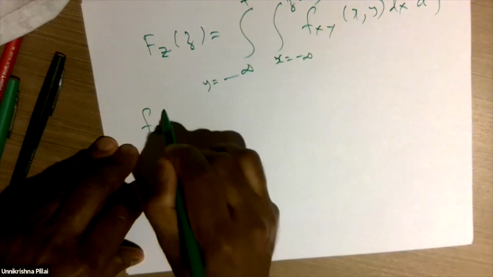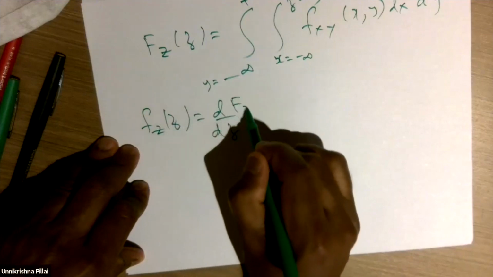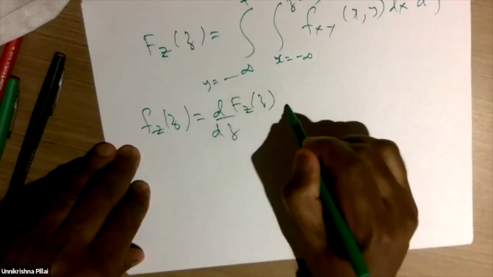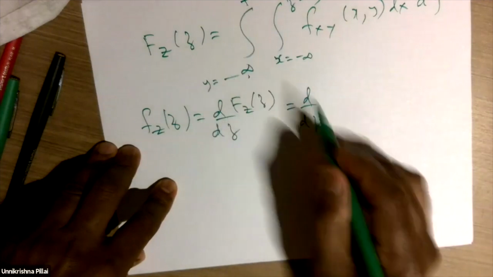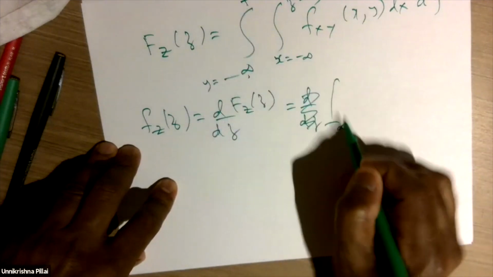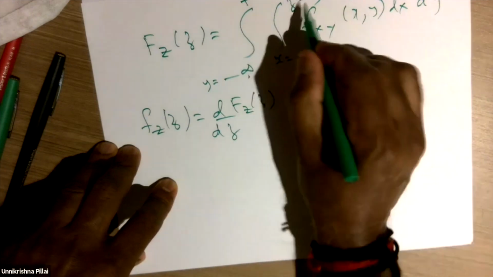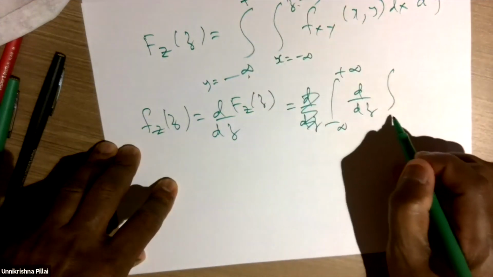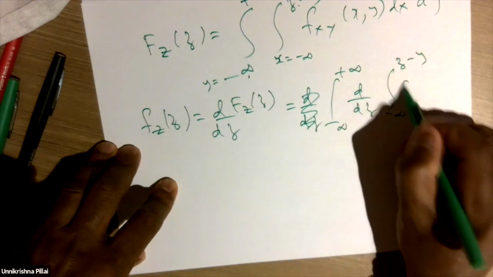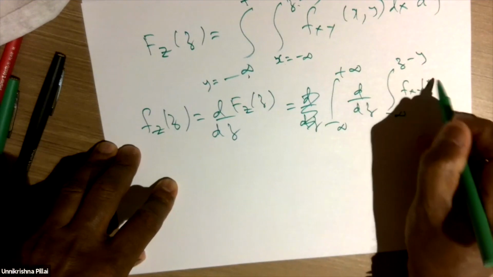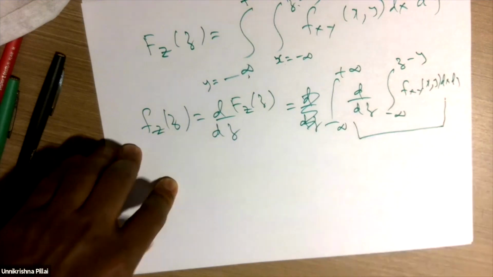Now we want the derivative of this quantity. And this is where you need a new formula. Look at here. The derivative of the inside is easy because you have minus infinity to plus infinity. Then you have the derivative, but this is not easy because the variable is sitting in the limit. So I'm going to concentrate on how to do this.